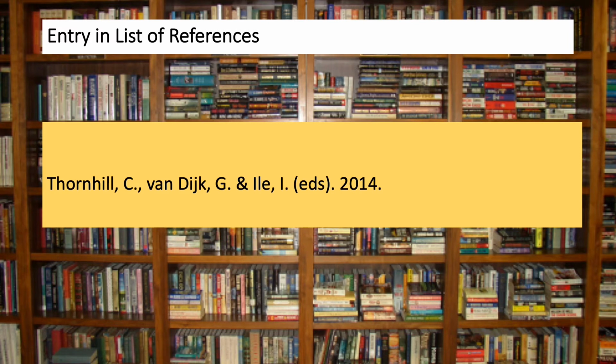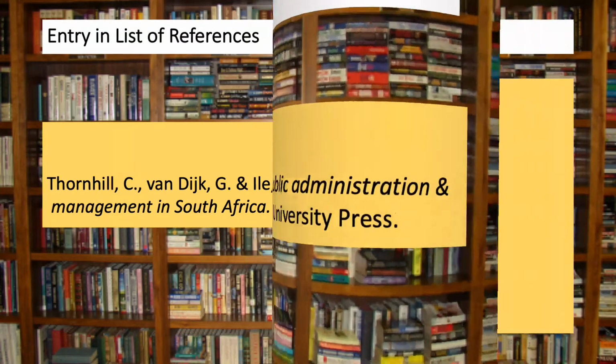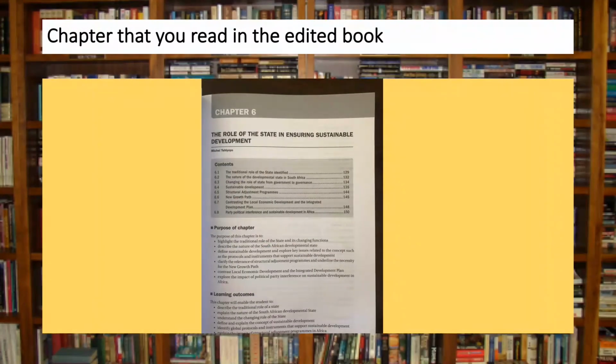Then write the abbreviation Ed or Eds for multiple editors in brackets after the last editor's name and put a full stop at the end. And then continue with the rest of the entry as normal.